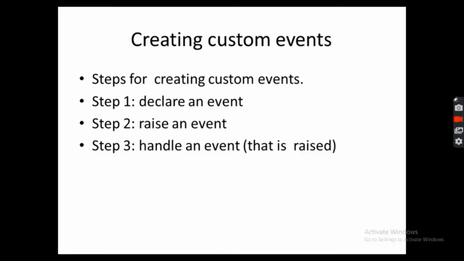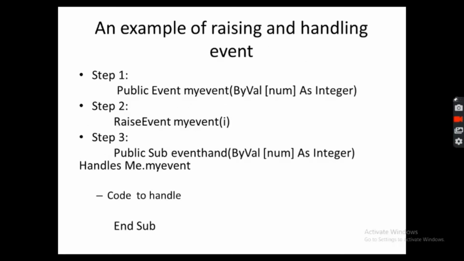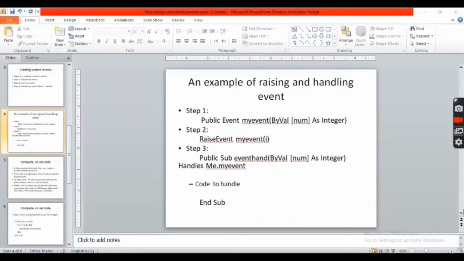We have a few steps that we have to follow. The first step is declaring an event. The next step is raising an event, and the last step, which is also very important, is handling an event. So it is a three-step process. In the first step, this line is used to create an event. This one would be used to raise an event, and finally the last one would be used to handle the created event. This is a practical example of how we can create, then raise, and finally handle the event.